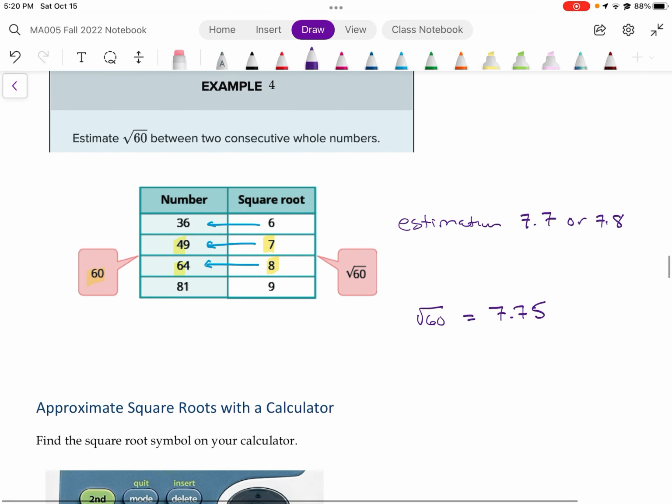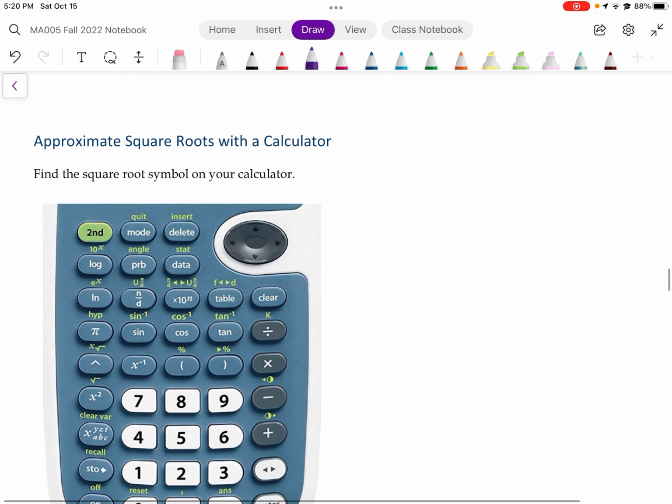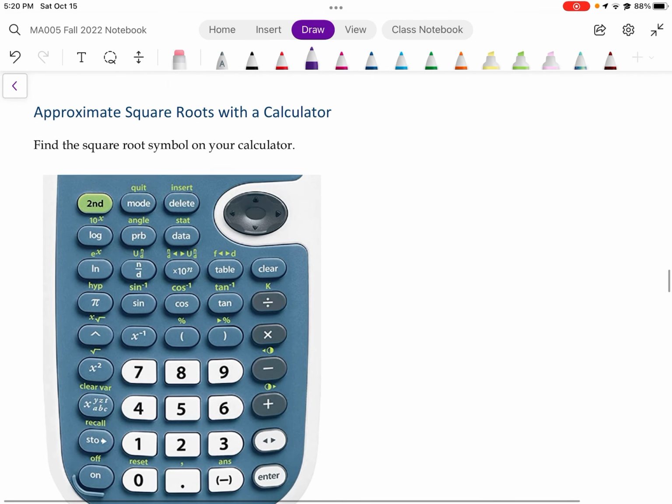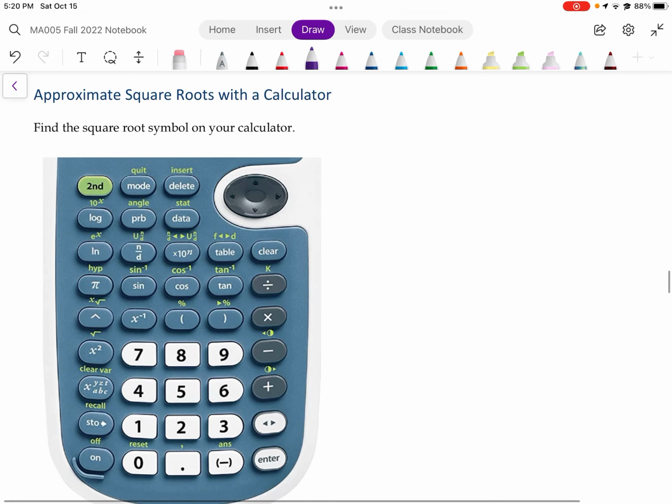Okay, so approximating square roots with a calculator. We say approximating because we're going to have to round, because these are generally irrational numbers.